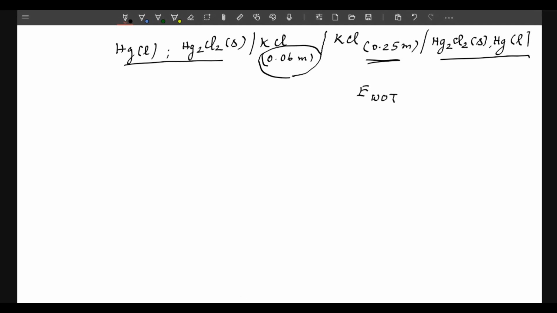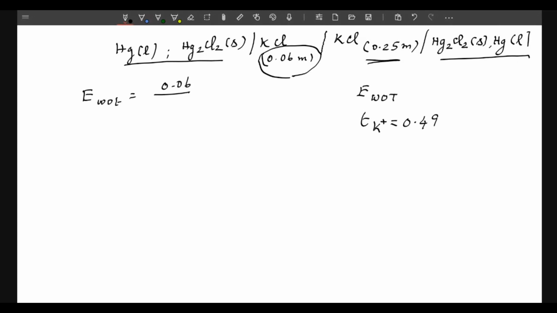Ewot, calculate this. Second question, calculate the EMF of the cell when transference of both ions takes place. Given the transport number of potassium ion is equal to 0.49. And you know our Ewot, you can easily calculate this: 0.06.